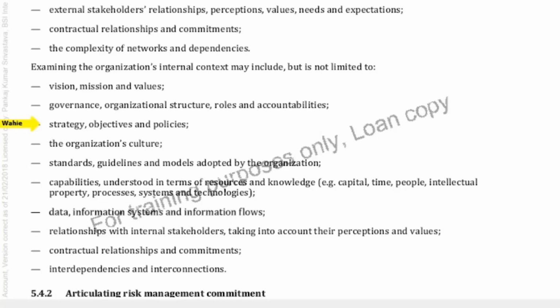What are the policies and procedures in place? So there are no policies or procedures. The objectives did not consider the risk. The strategy determination did not consider the risk in achieving this objective. So all these are internal issues.